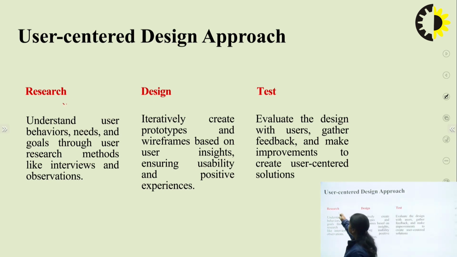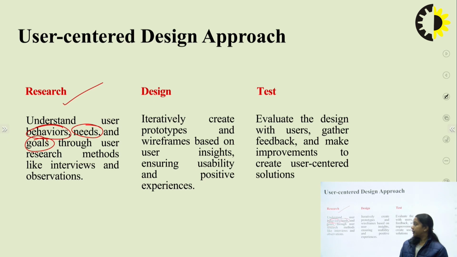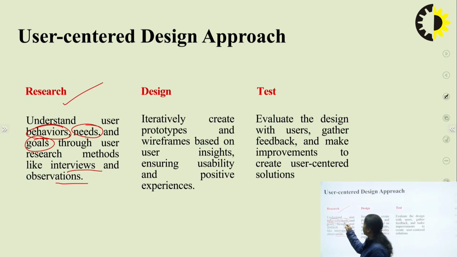First of all, that is the research. Understand the user behavior, needs, and goals through user research methods like interviews and observation. When we are making an approach which is completely user-centric, first of all, the designer needs to do the research. Research on what? Research on the behavior of the user. Research on the need of the user. Research on the goal which is to be fulfilled by the user. They are giving priority to these things, which is completely user-centric.